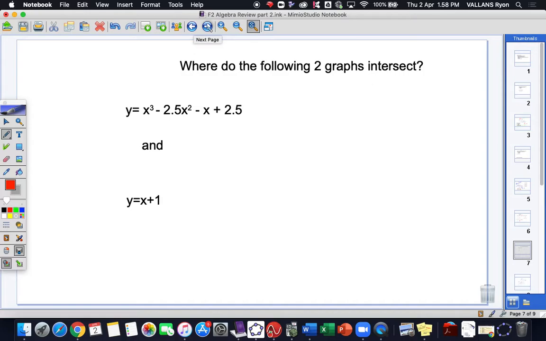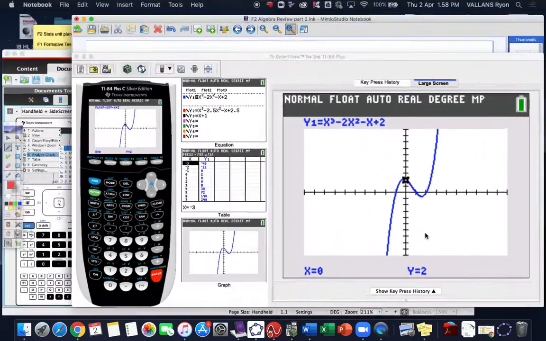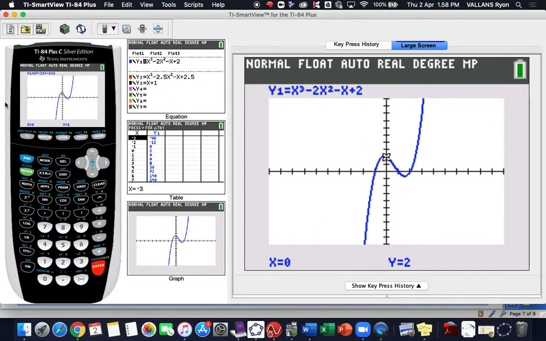I'll talk about it on both calculators again. So, find the intersection. This should still be in your calculator: y equals x cubed minus 2.5x squared minus x plus 2.5, and the intersection with y equals x plus 1. Okay? I'll go through that with both calculators.